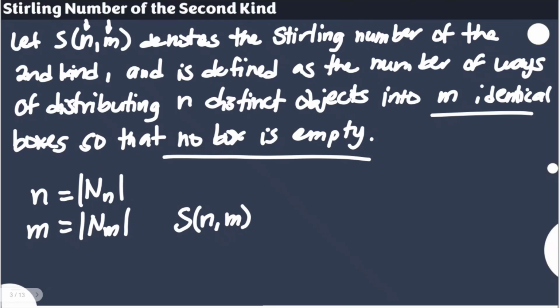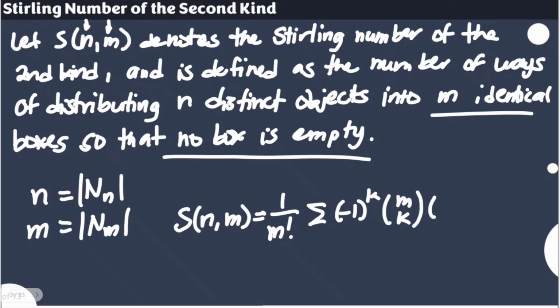We also have the Stirling number of the first kind, but let's talk about the Stirling number of the second kind. This is the formula for getting that. We'll have 1 over m factorial times the summation of (-1) raised to k, times m combination k, times (m minus k) raised to n, where k is 0 to m. So once we know what n is and what m is, simply substitute that.